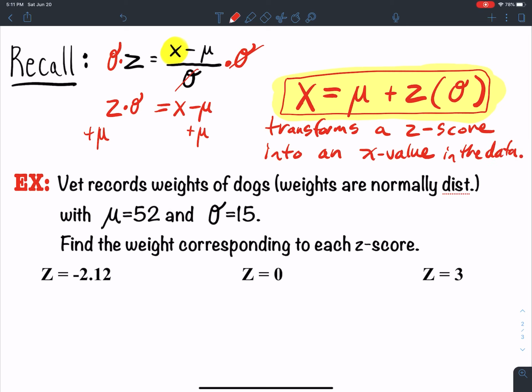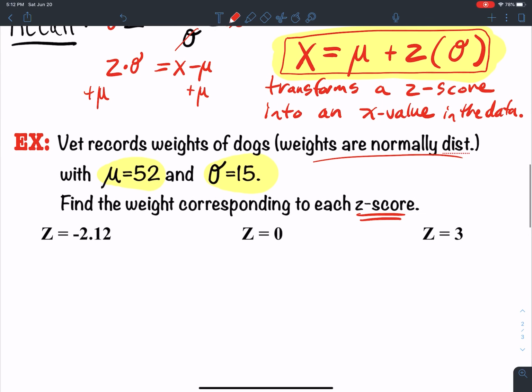Now, a vet records weights of dogs. The weights are normally distributed. The mean is 52 and the standard deviation is 15. You want to find the weights that correspond to the z-scores. So how do we do this?